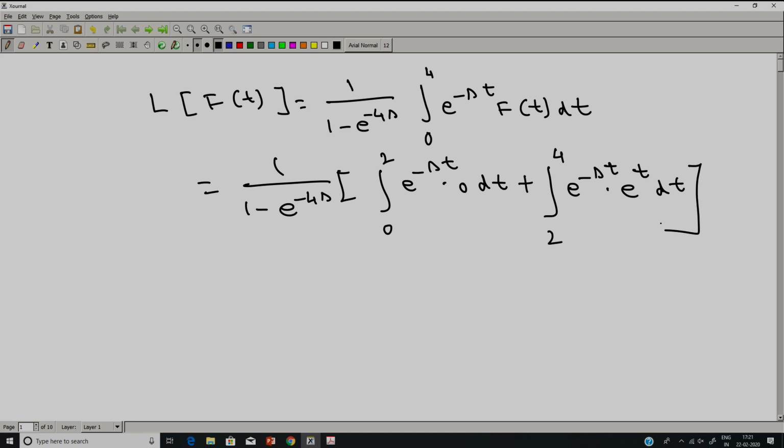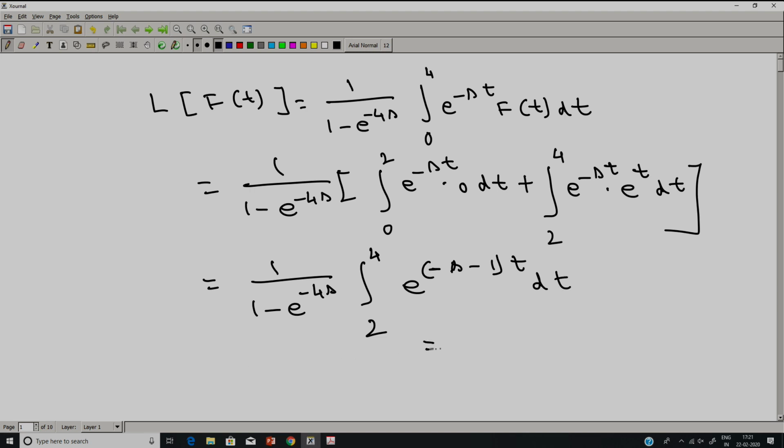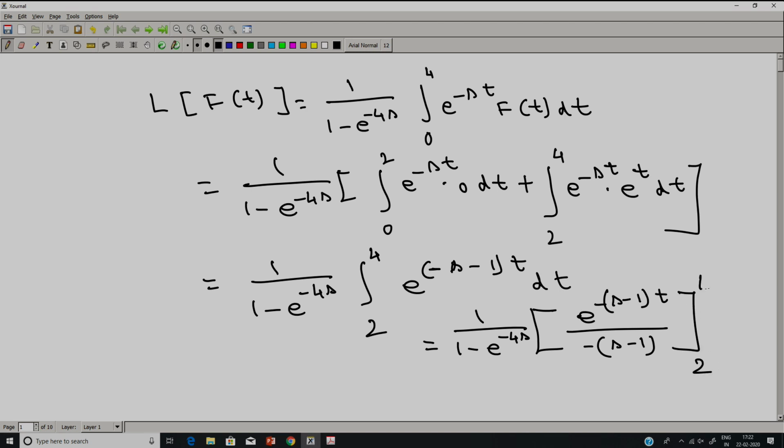So, you have only the second integral, that is, 1 by 1 minus e power minus 4s into the integral from 2 to 4 of e power minus (s minus 1) t dt. If you evaluate this, you can write 1 by 1 minus e power minus 4s into e power minus (s minus 1) t divided by minus (s minus 1), with limits from 2 to 4. Once you put in these values, you can directly find the result, which becomes quite simple and obvious.